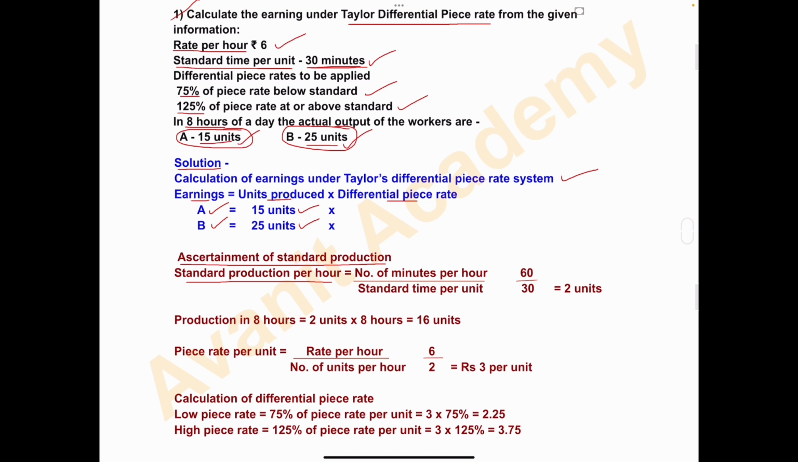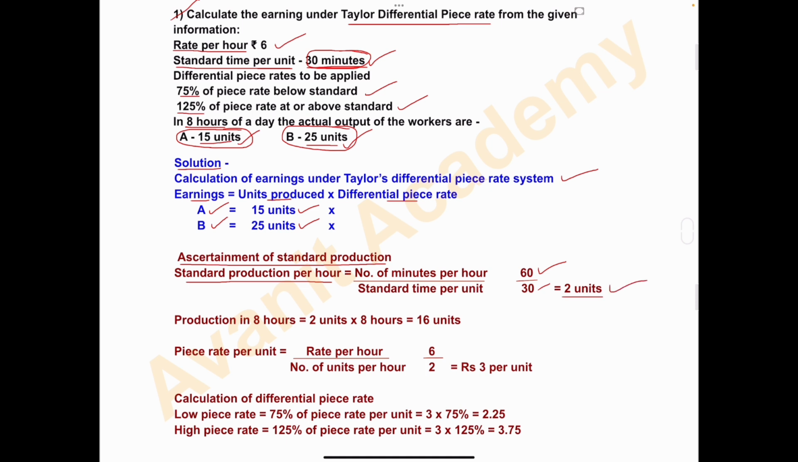That is number of minutes per hour is 60 minutes. In 1 hour, 60 minutes. The standard time per unit given in the problem is 30 minutes. So 60 divided by 30, you will get 2. That is 2 units. In 1 hour, you can produce 2 units.